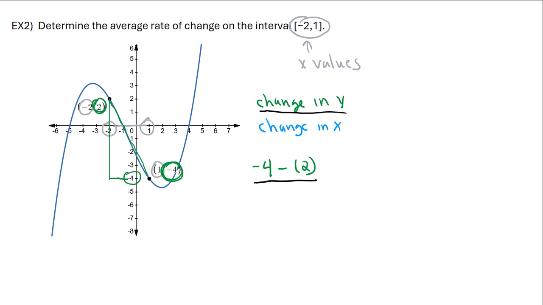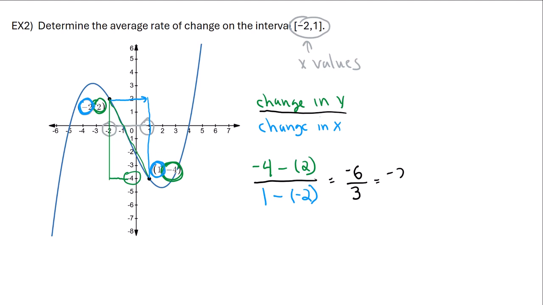Now we're going to divide that by the change in x. So we started with -2, right? And then we are going to travel right here and we stop. It looks like we stop at +1. So we ended with 1, so I take 1 and I subtract what we started with, which was that -2. And then we could actually do the math. So -4 minus 2 is going to be -6, over 1 minus -2, which will be 3.